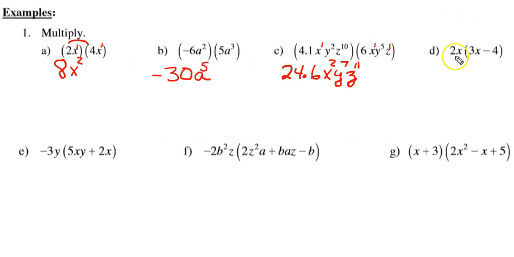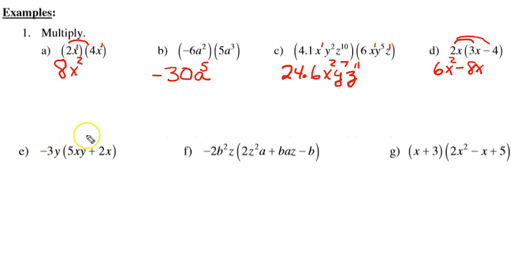Now back to chapter 1 when we did the distributive property. We're going to multiply the 2 by each of these terms, being careful of the signs. So 2 times 3 is 6. X to the first gives us x to the second. 2 times a negative 4 is a negative 8. And then we just have the x.